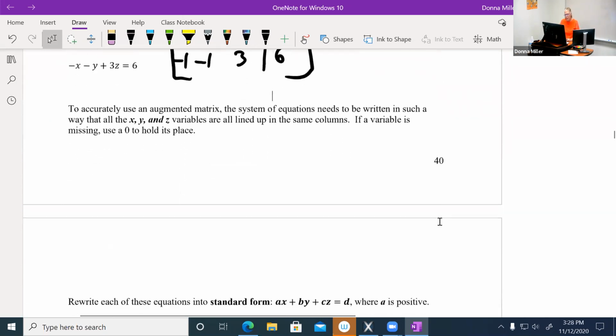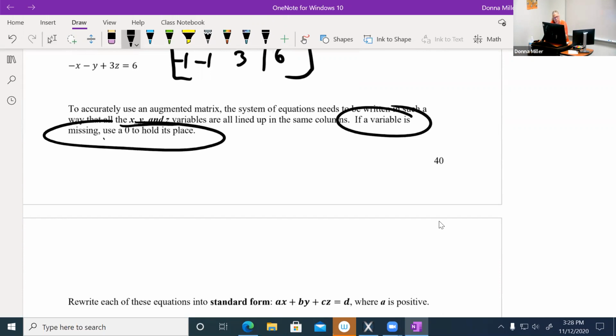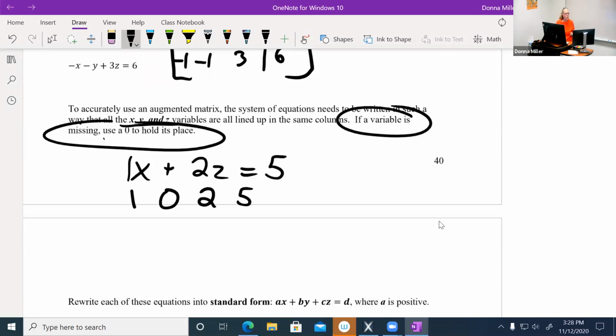To make an augmented matrix correctly, it should be in alphabetical order, all the X's, Y's, and Z's all in the same columns. And if a variable is missing, use a 0 to hold its place. So if I have something like X plus 2Z equals 5, you see there's no Y, so I would make this a 1 for X. There's no Y, so I put a 0 in for Y, a 2 for Z, and a 5. So whatever's missing, put a 0 in.